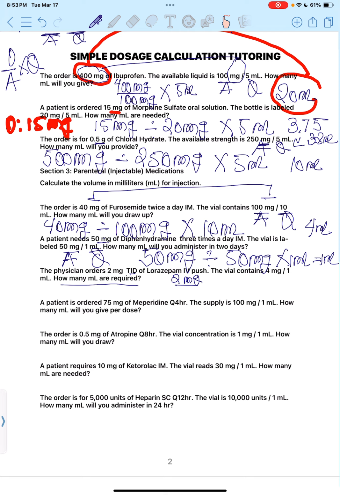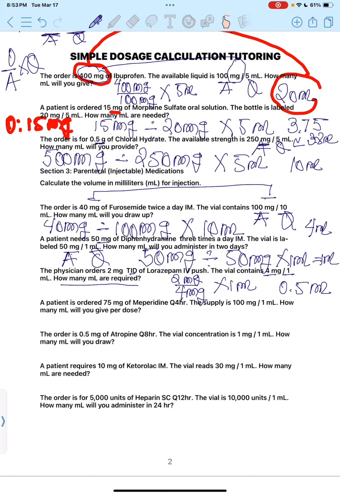Divide that by my available, 4 milligram. Remember, your available and quantity always go together. Multiply that by 1 milliliter. So once you do that, 2 divided by 4, you know you're going to give half a milliliter.